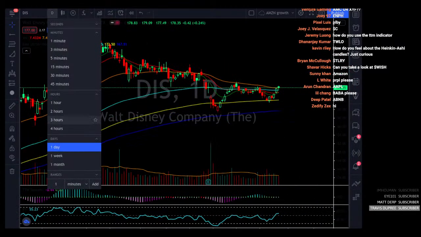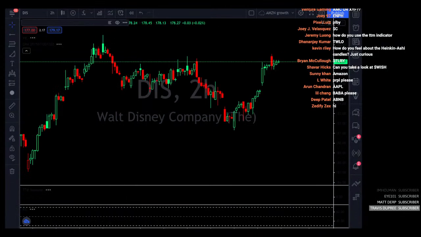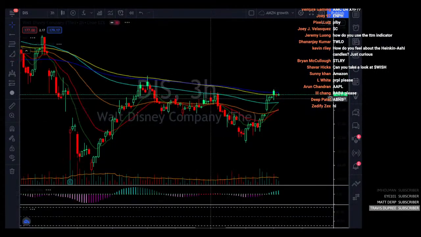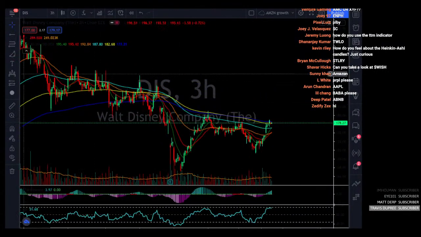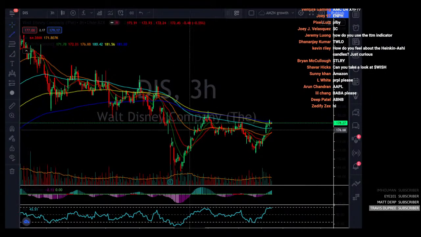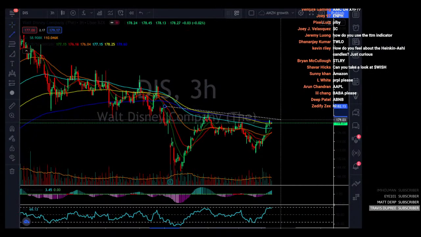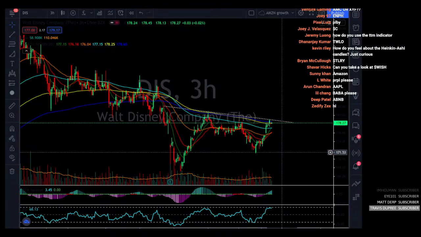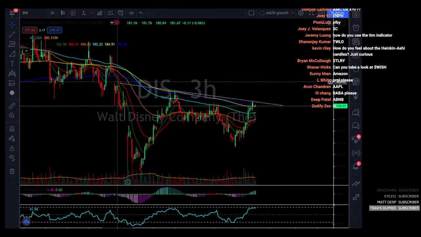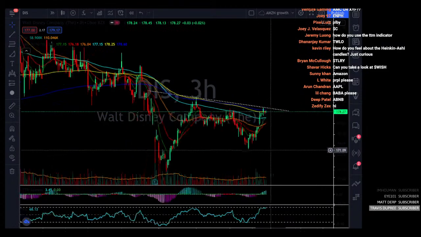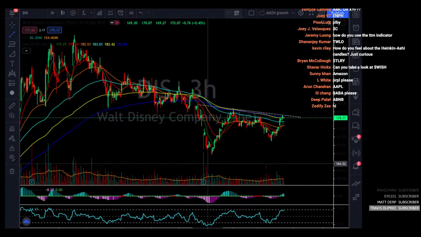But let's take a look at a smaller time frame for Disney and the 2 hour. I don't usually use the 2 hour chart. The 3 hour chart, you can see that for Disney, that's the resistance 1, 2, 3. So we currently did bounce off a resistance.